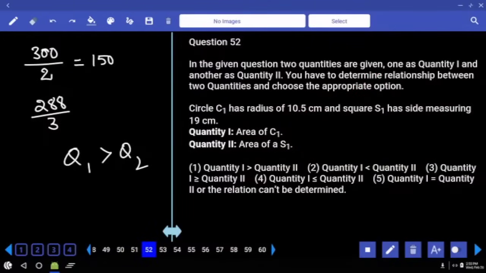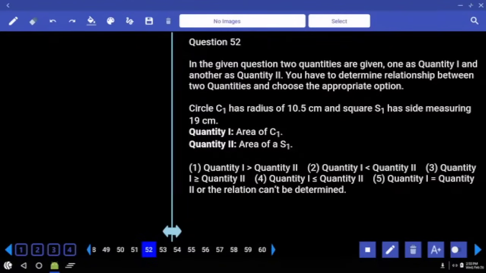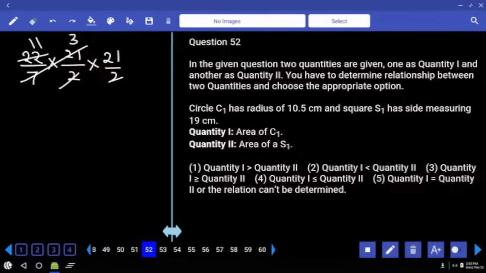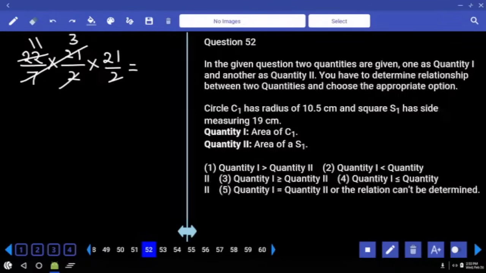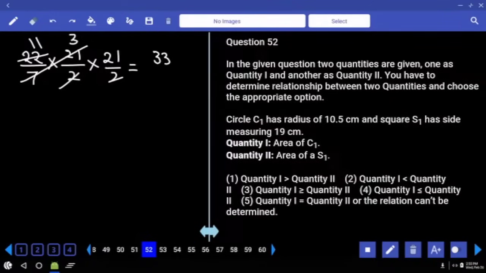Circle C1 has radius of 10.5 centimeters and square S1 has side measuring 19. Area of the C1. Area of the circle, pi r square, pi 22 by 7. What is radius set? Can we write it as 21 by 2 into 21 by 2? 7, 3 times, 2, 11 times. So this will be equal to 33 into 21 divided by 2. Don't calculate, let it be like that.